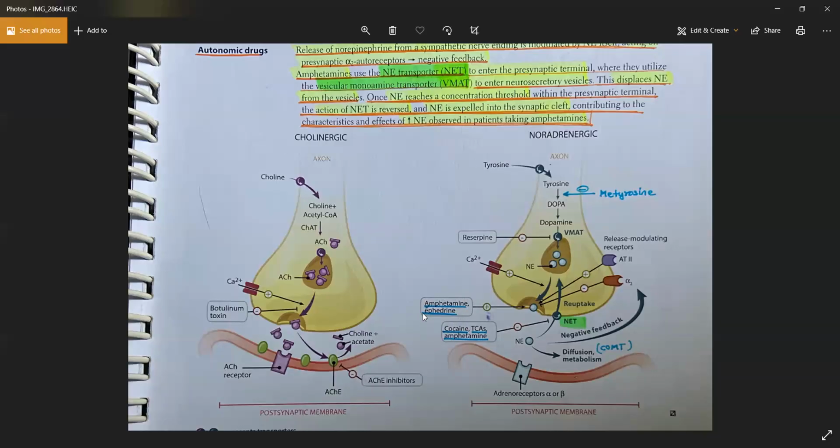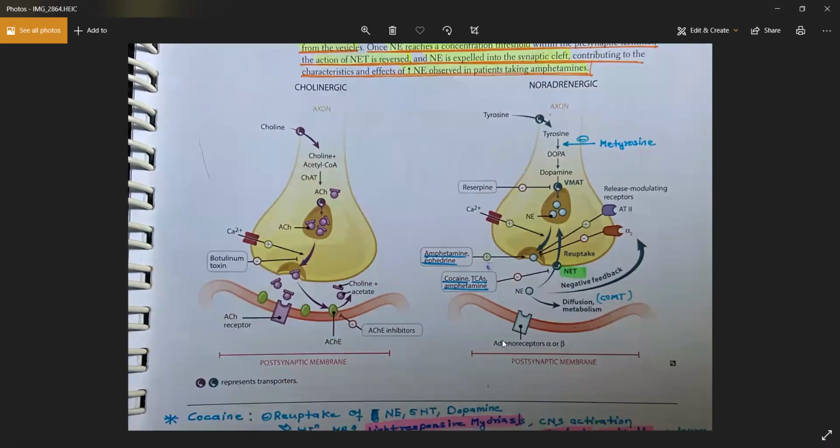And there is one more drug which is ephedrine. It also increases the release of norepinephrine, okay, very much important. So amphetamine, ephedrine, cocaine, TCAs, and again the amphetamine, all of them are the sympathomimetic drugs, okay, very much important. Any doubt on this part?